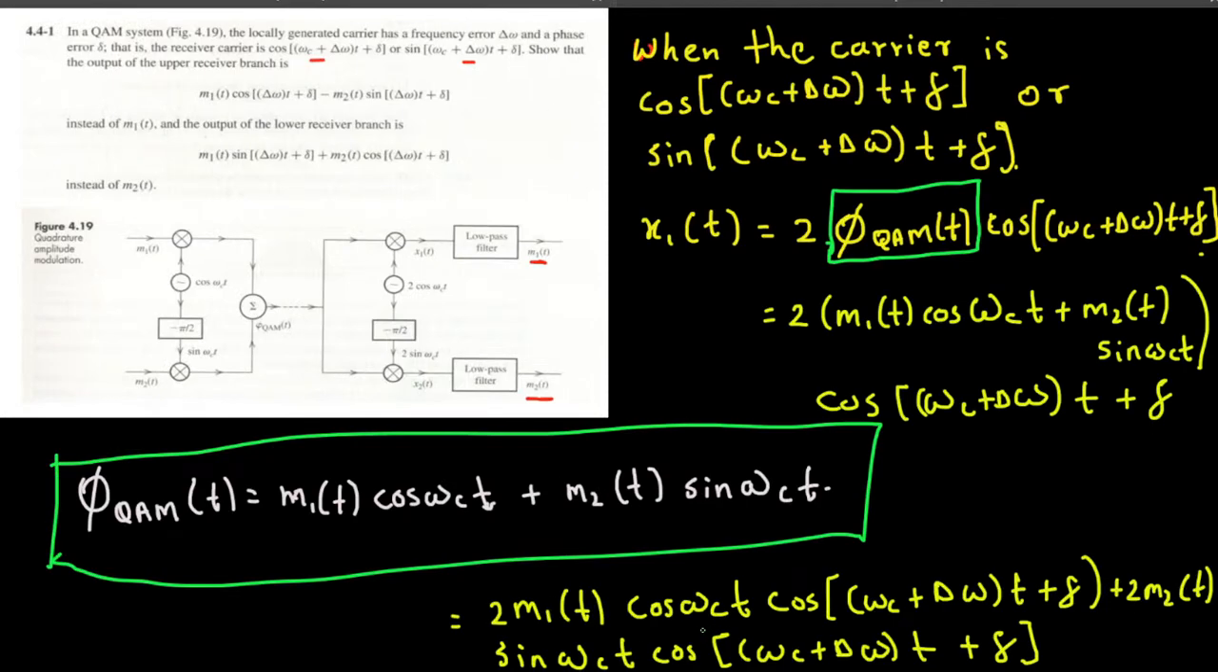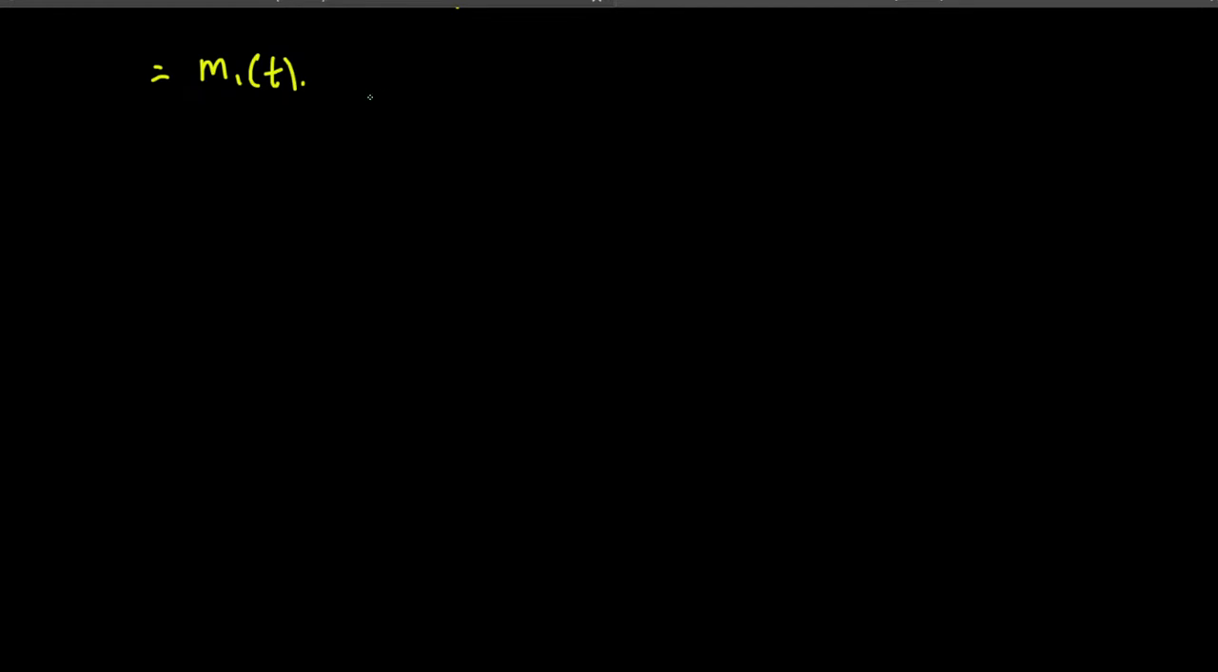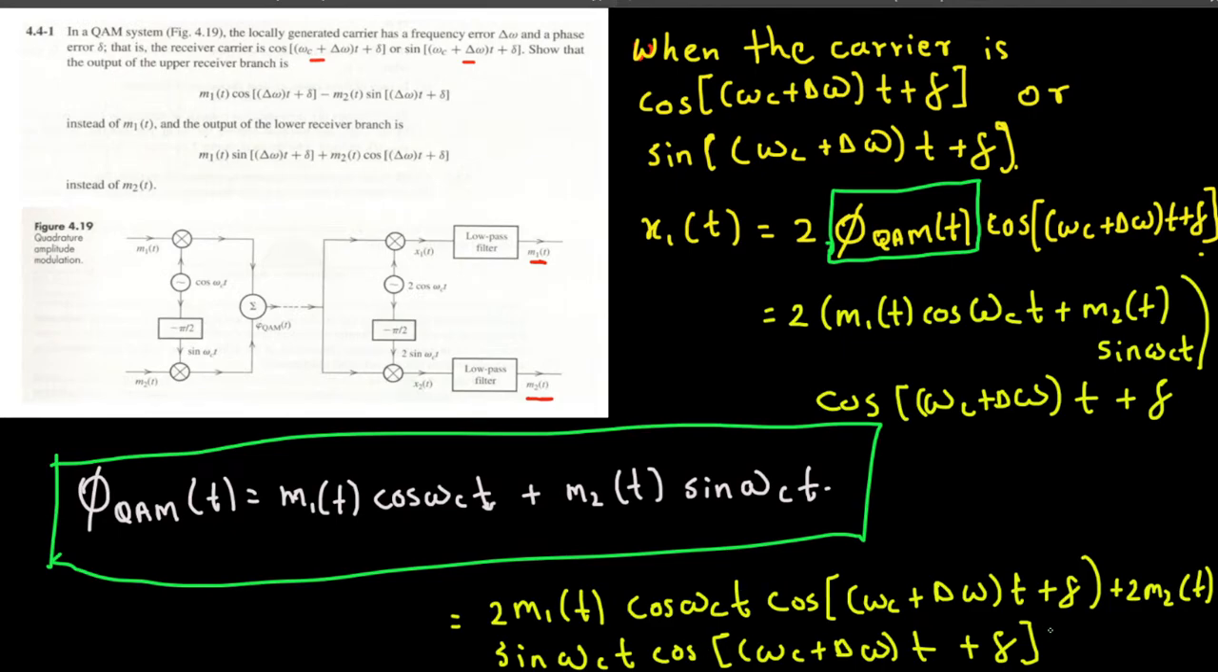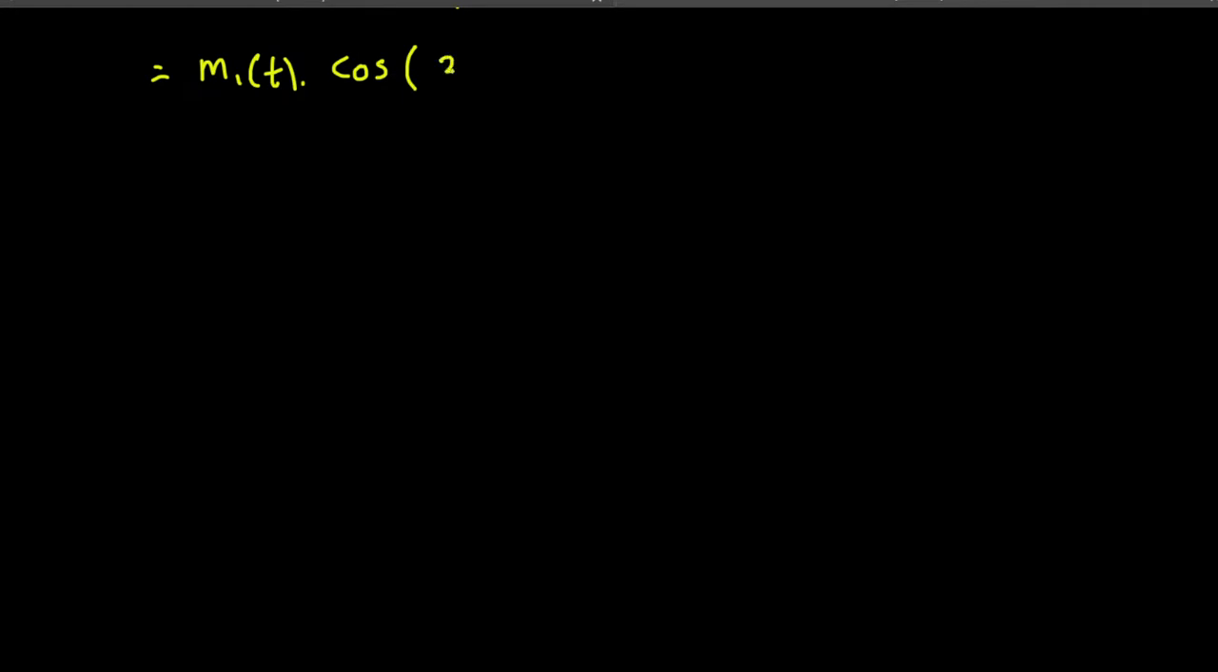And then if we express the cos a plus b term, here we have omega c of t plus delta omega of t plus delta, and here we have omega c of t. So this omega c of t plus omega c of t is going to be 2 omega c of t, and the other terms remain the same. So we are going to have 2 omega c plus delta omega, and the whole thing multiplied by t, and also the delta error.